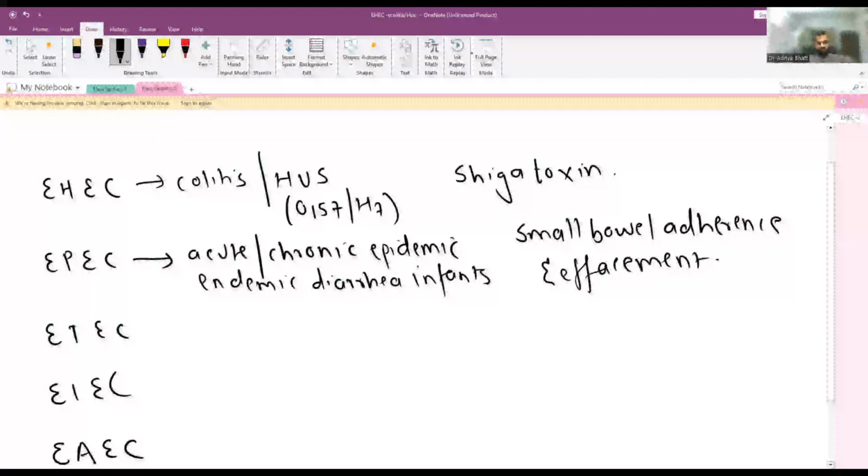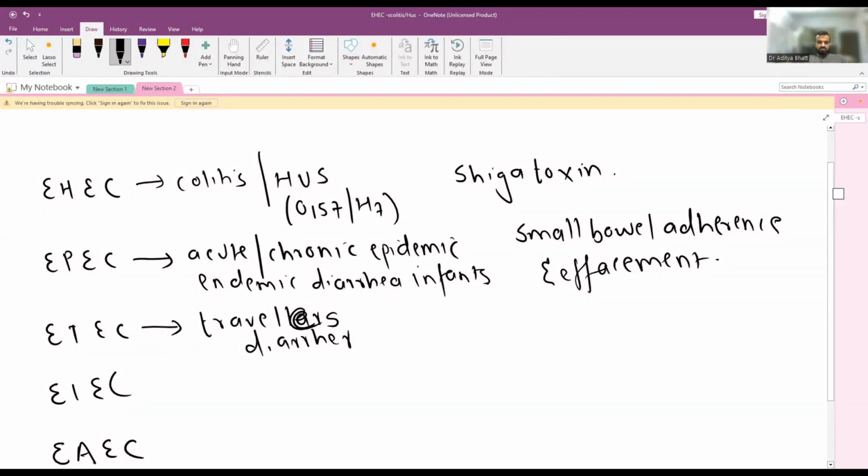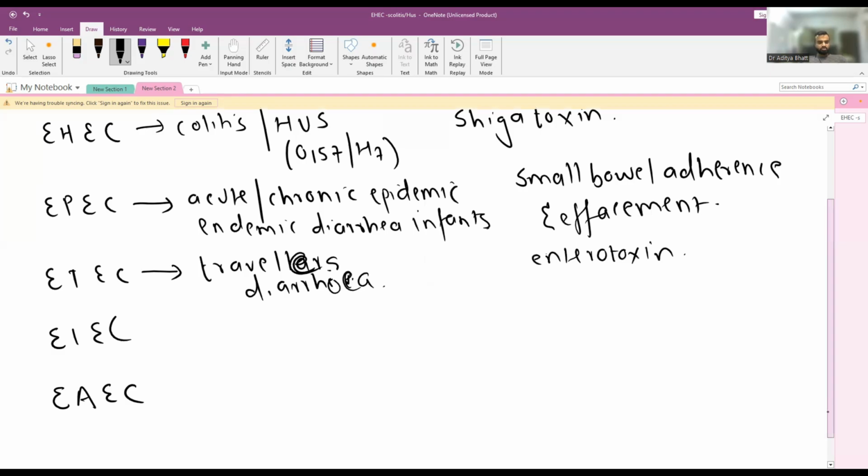Now for enterotoxigenic E. coli, it is the most common cause of traveler's diarrhea in all ages. Traveler's diarrhea. Okay, it is the most common cause in all age groups. Traveler's diarrhea is caused by ETEC, and there is the presence of an enterotoxin that can be heat labile, heat stable, or both, but the enterotoxin is there which causes all the issues.